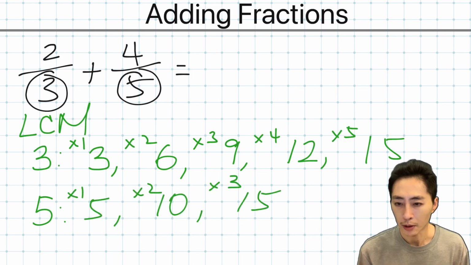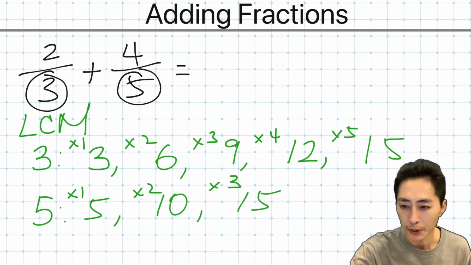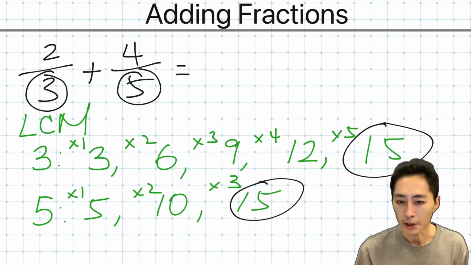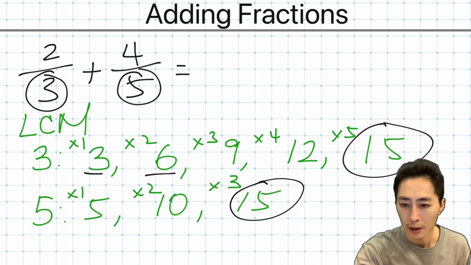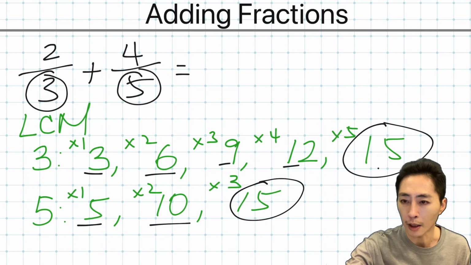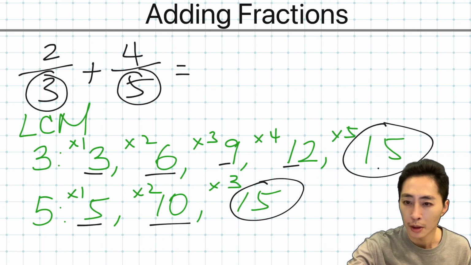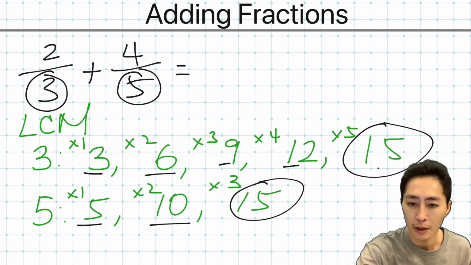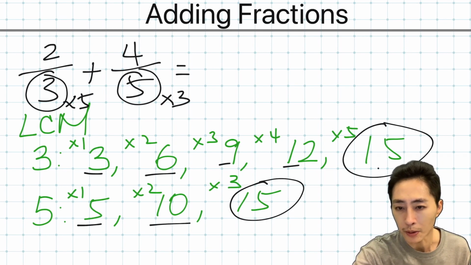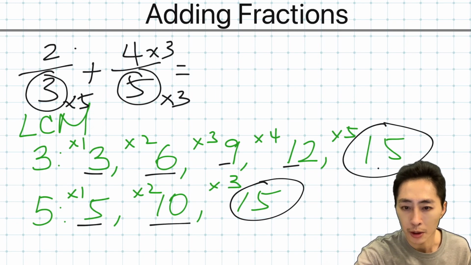now can you spot the least common multiple between 3 and 5? Hopefully you've chosen 15. Because if we were to go down the list, none of these matches until we get to 15. So that means that in our denominator portion, we are going to multiply 3 by 5 and 5 by 3. And we need to do the same in the numerator as well.